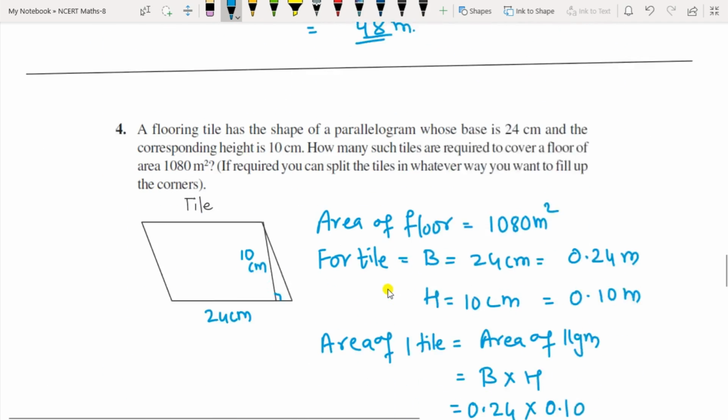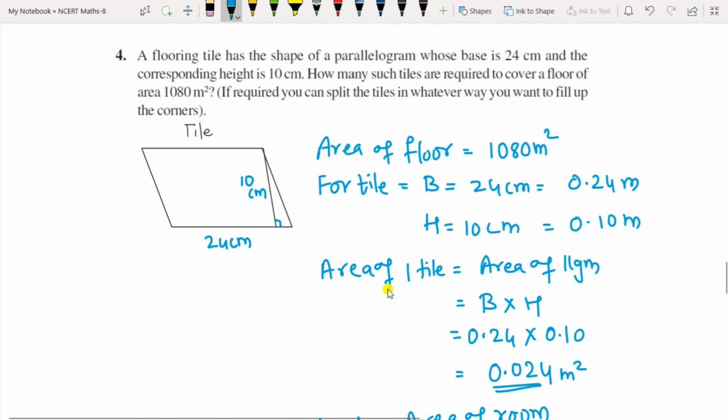Okay. Fourth question is, a floor tile has the shape of a parallelogram whose base is 24 and the corresponding height is 10, given here, 10 centimeter. How many such tiles are required to cover a floor of area 1080 meters square? So the area of the floor has been given. If required, you can split the tiles in whatever way you want to fill the corners. So the area of the floor is given as 1080 meters square.